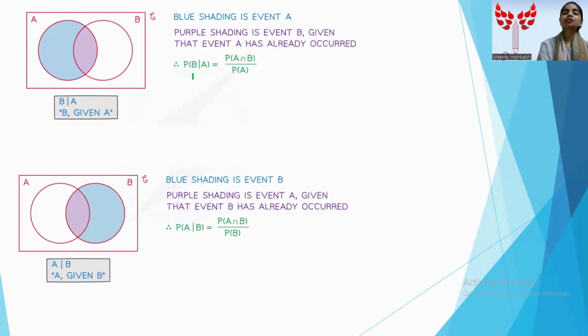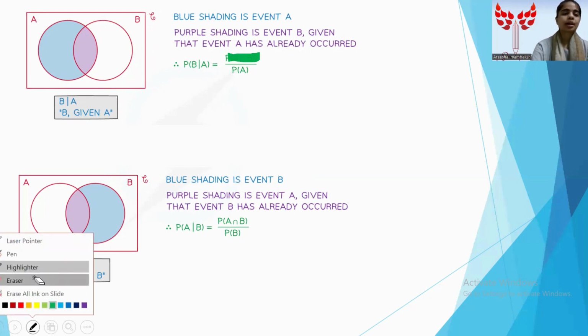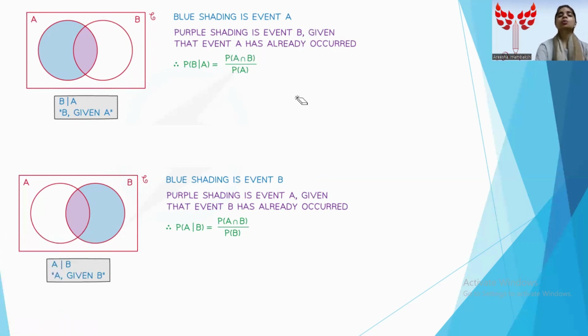If you have the probability of an event B given that A has happened, how do you find the actual probability? You find it through probability of A intersection B upon probability of A. Now, I'll explain why that is so. A has happened, so this whole blue and purple part has already happened. Out of it, we need to know the probability that B will also happen.